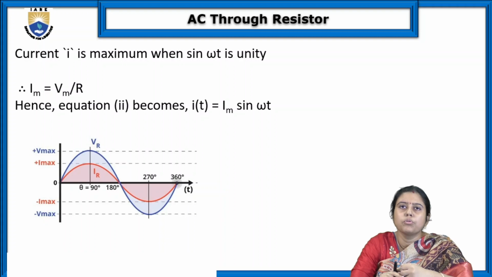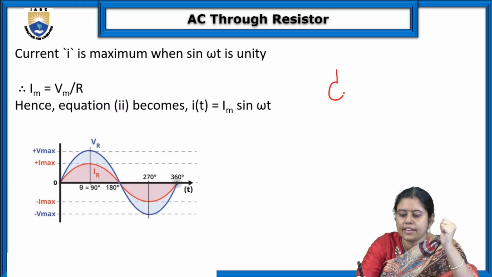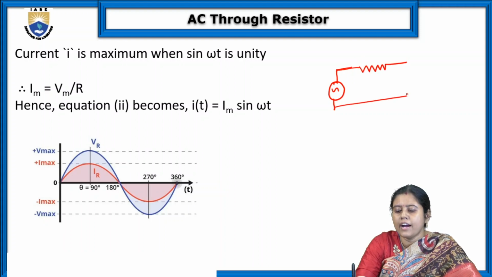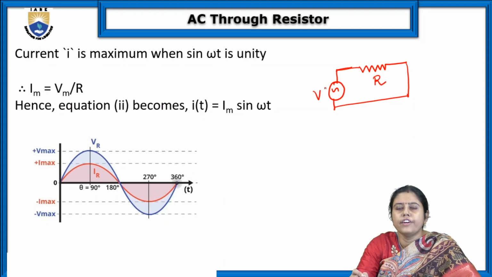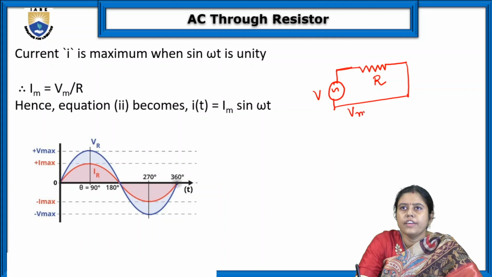So today first we will discuss AC through the resistor. What is the resistive circuit? We can think this is a voltage source, and we are connecting a resistor with the voltage. And what is the equation of the voltage? The equation of the voltage is always Vm sin omega t.